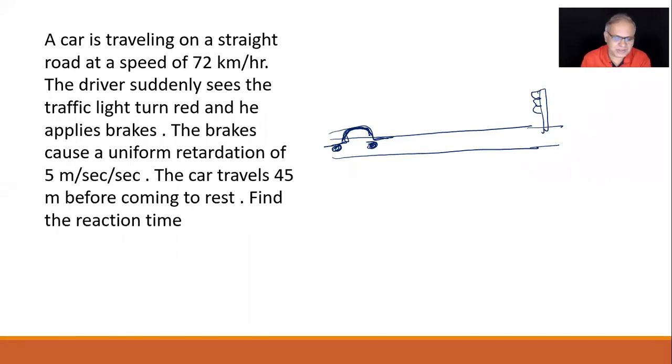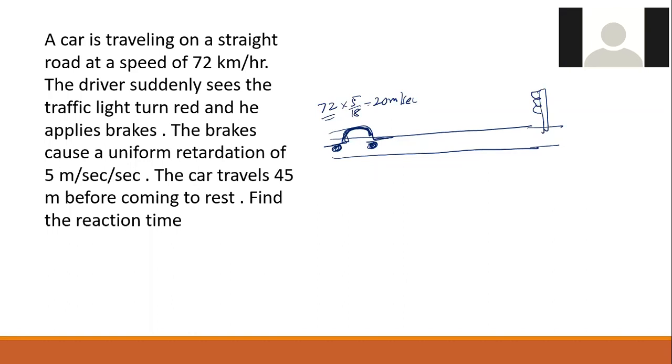See, this is going at 72 kilometers per hour. That is how much? 72 into 5 by 18. How many meters per second? 20 meters per second. When you want to convert kilometer per hour, you multiply by 5 by 18 anyway, right? So will it be the time in which he sees it and then stops? No, he saw the red light, you should immediately apply the brake. Afterwards, but look, yes sir, there's a time gap, no?